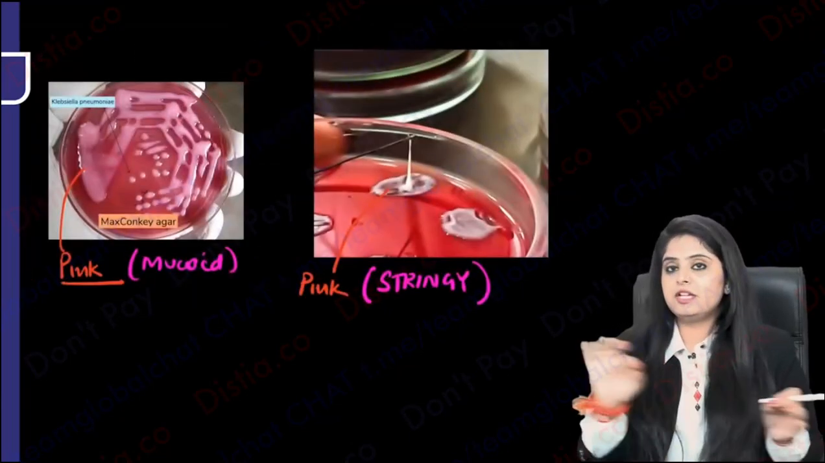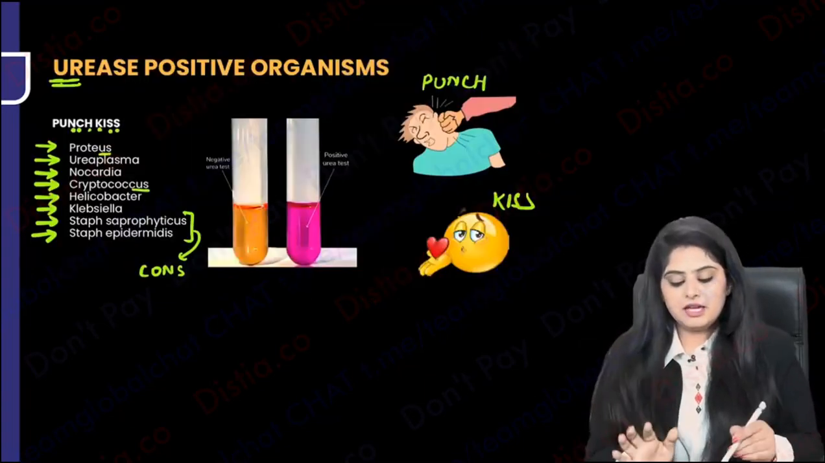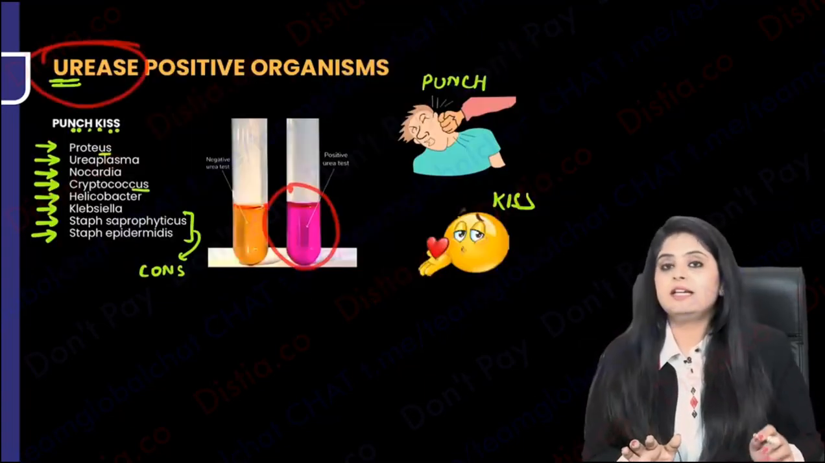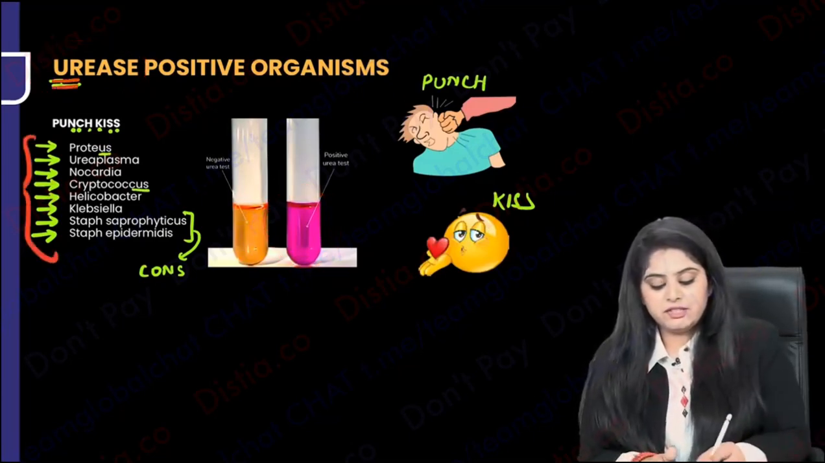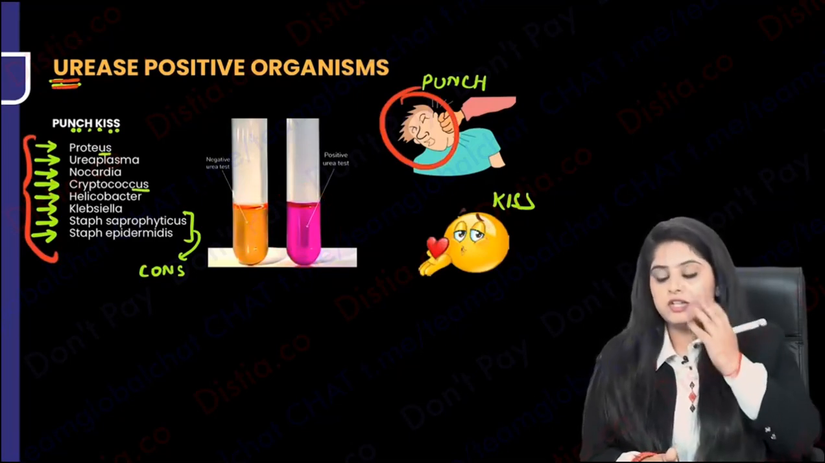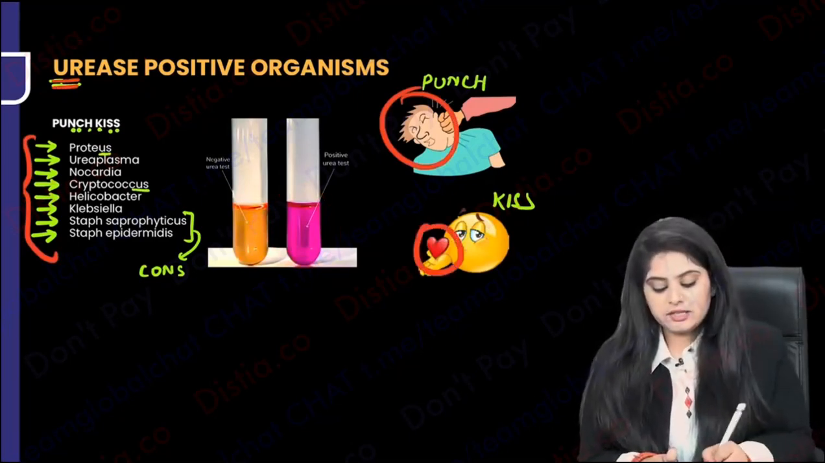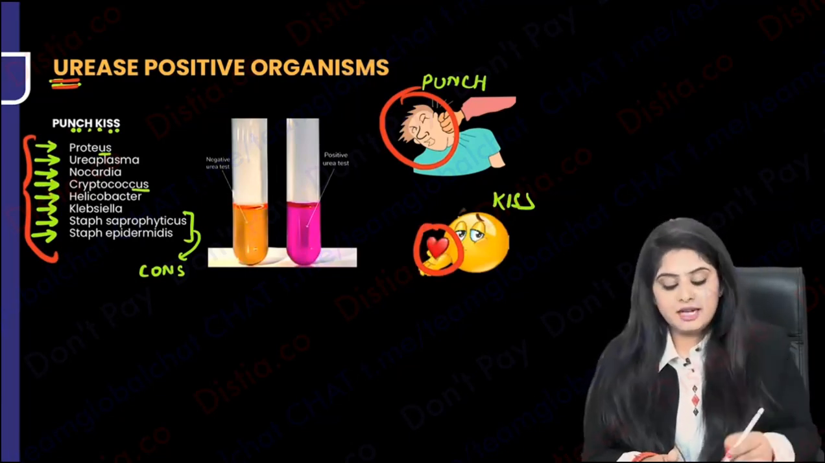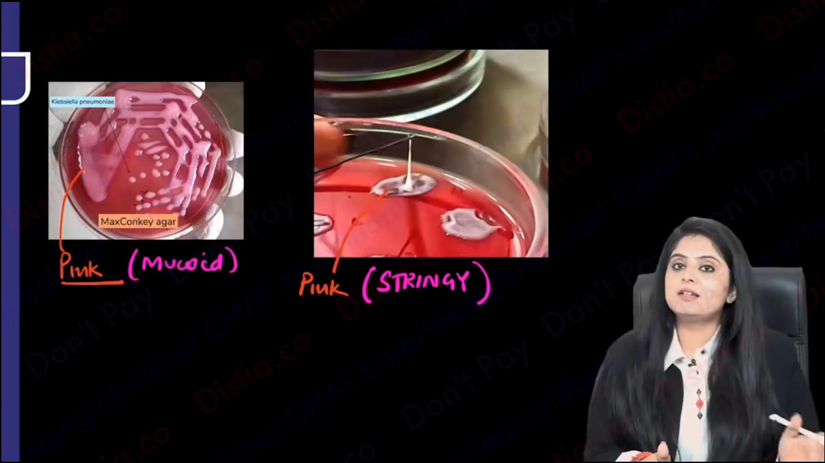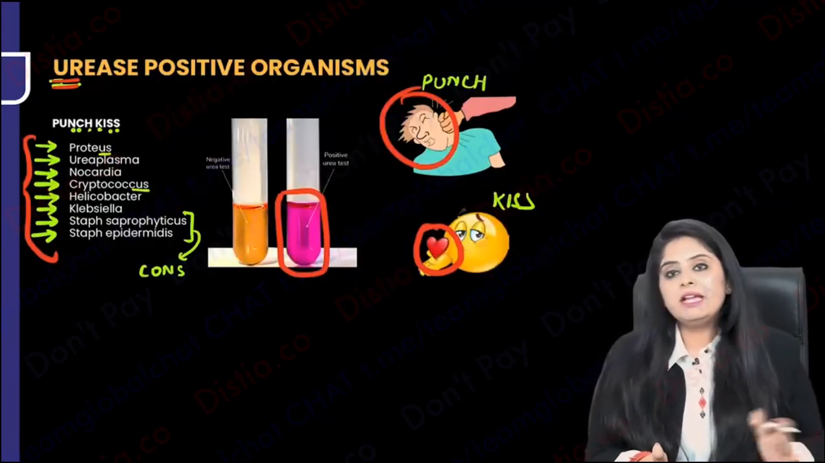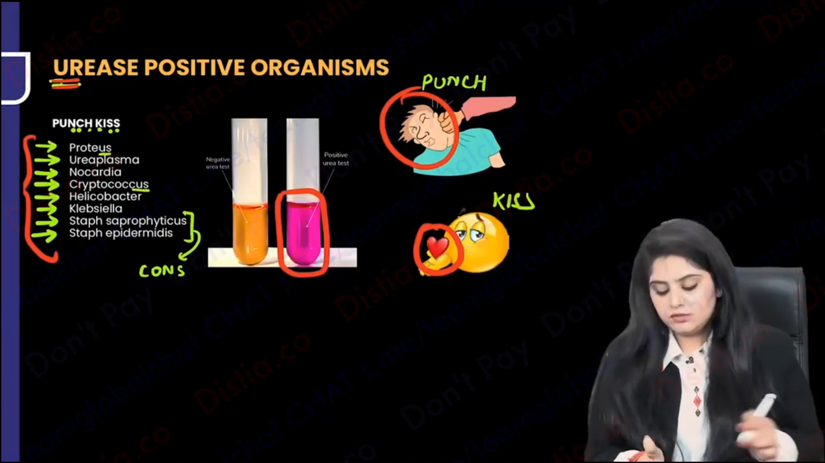So simple. If a stringy test is given, that is Klebsiella. If a pink color test is given, that is going to be urease positive. So you are punch kiss, and of course whether you get a punch, you're going to have a red cheek, pink cheek, or if you get a kiss, then also you're going to blush by being red. So red or pink, urease is going to give you a pink color. So pink colonies on lactose, and pink color for urease positivity is what you get.